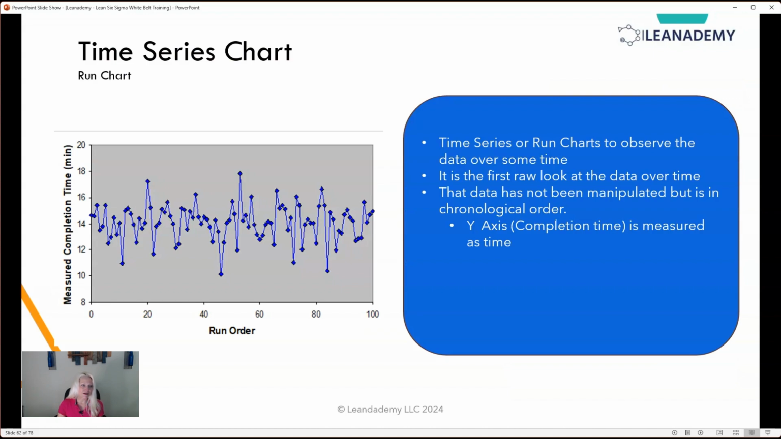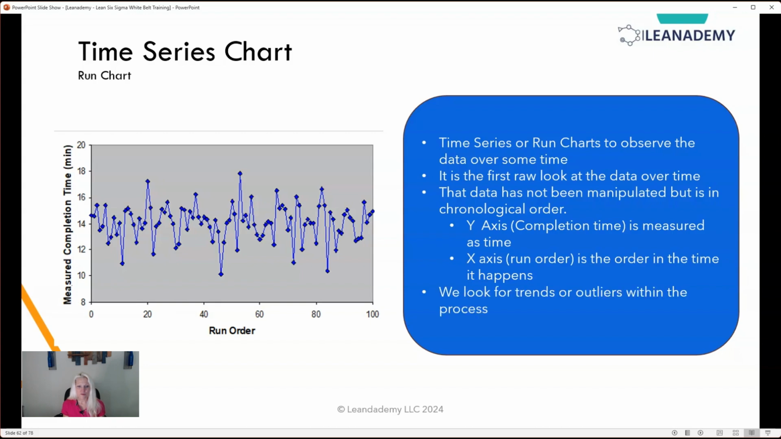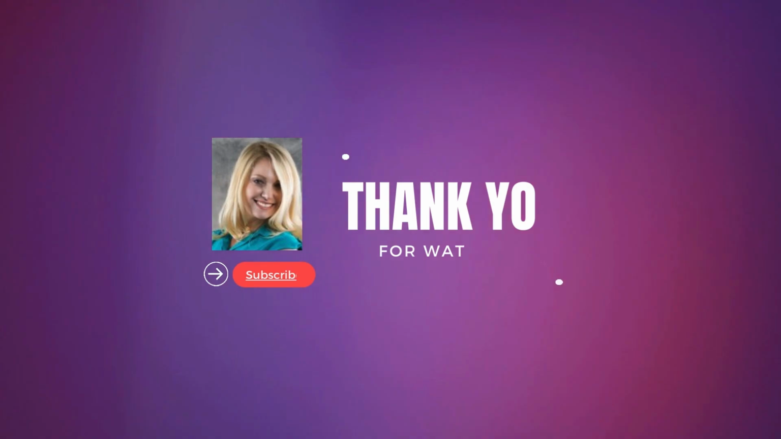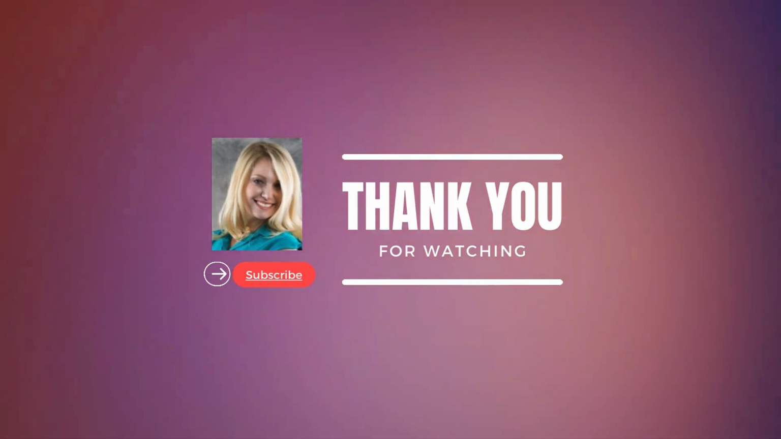Y is the axis, right? So this would be completion time or lead time, cycle time, anything like that. And X is the run order. This is the time that it's happened. And you can also put dates in there. What we're looking for is trends or outliers within the process, right? So this is going to be our trend here, what's happening. And then these are what possibly look like our outliers.